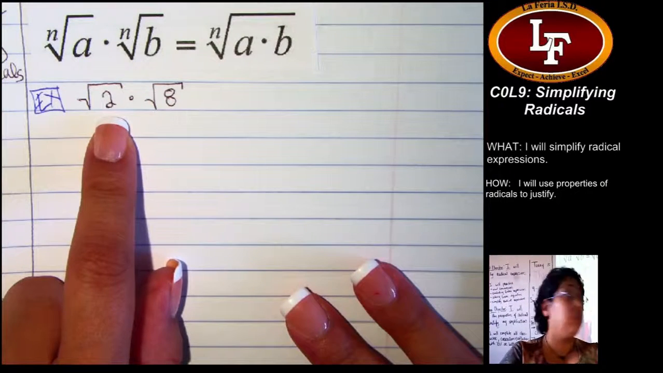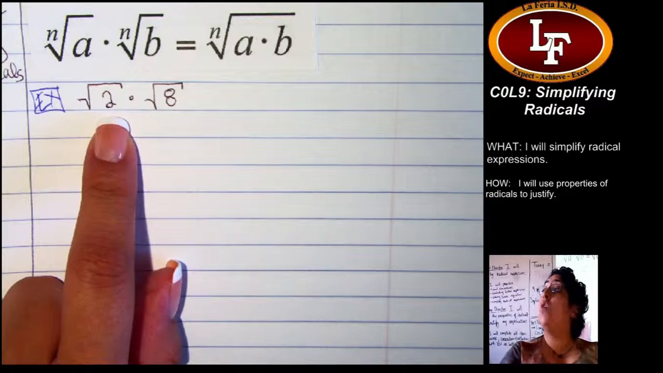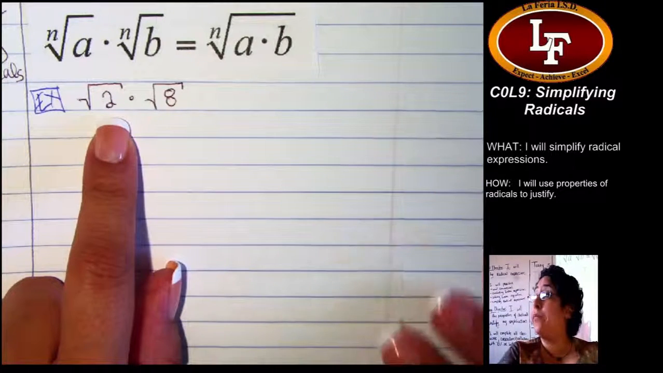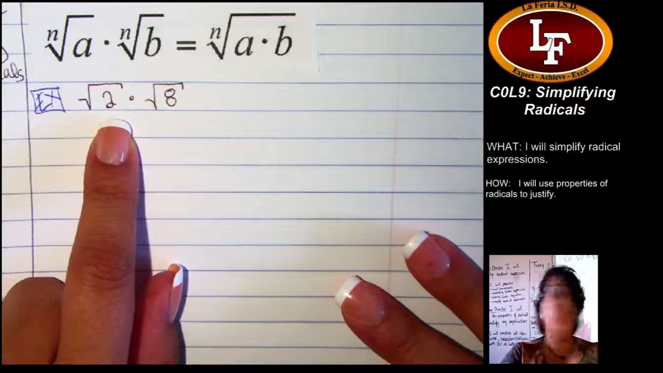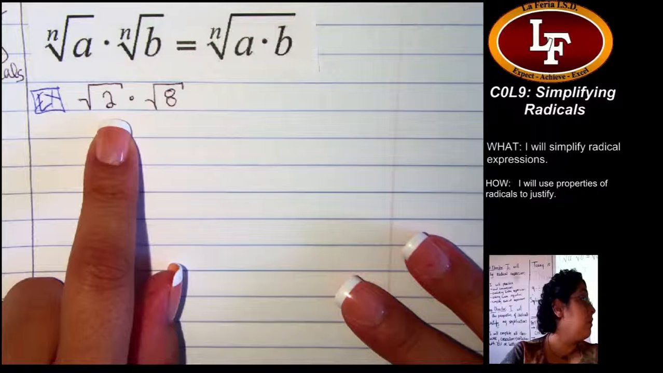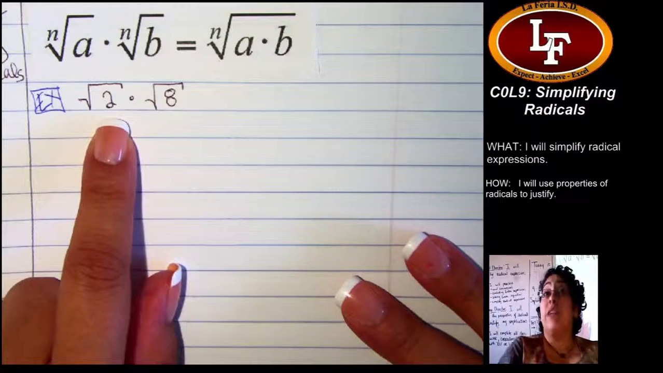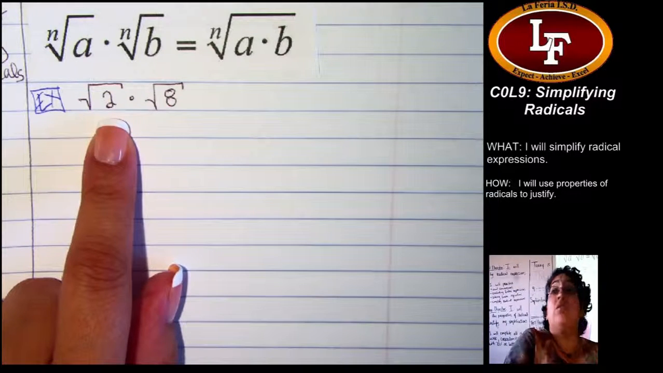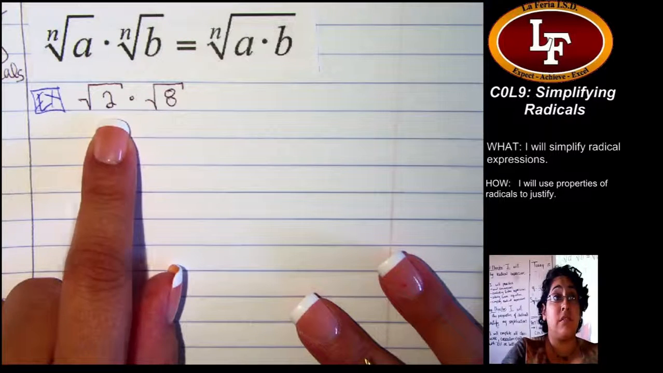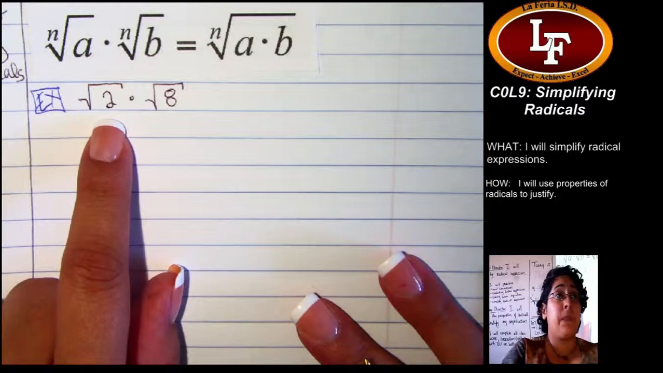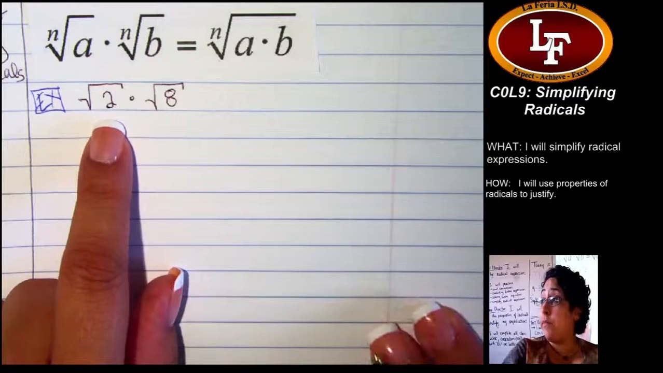It's 1.4142, but I said in whole numbers. 2 times 2 is 4, so 2 is not the square root of 2. The square root of 2 doesn't have a whole number, so I can't do this multiplication as is, because we're going to do it without the calculator.